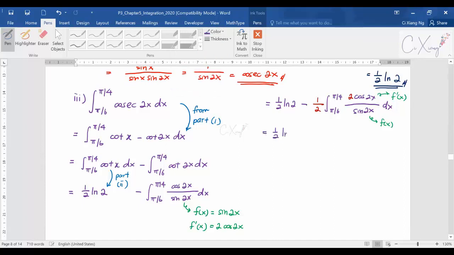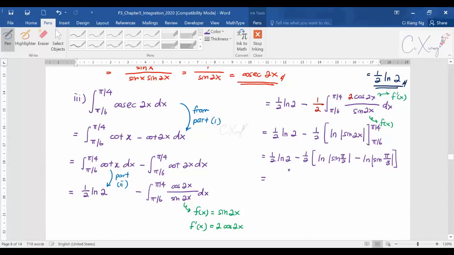So you can apply the integration straight away. So you're having half ln 2 minus half. And now, after you do the integration, you have ln f x, which is ln sine 2x, with pi over 4 here, and also pi over 6. Okay, alright, so if you continue from here, then it shouldn't be any big problem for you. You just need some time to figure out how to get the correct answer. So, ln sine 2x, you have ln sine pi over 2, which is 90 degree, minus ln sine pi over 3, which is 60 degree.